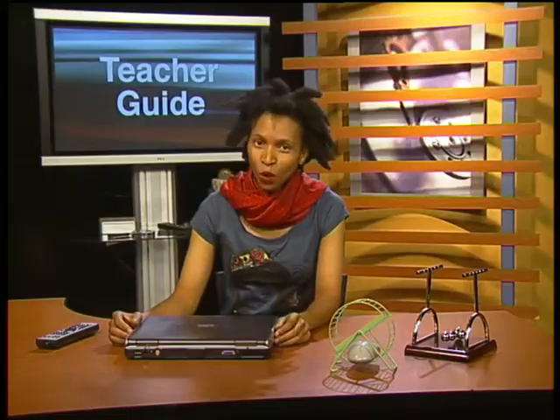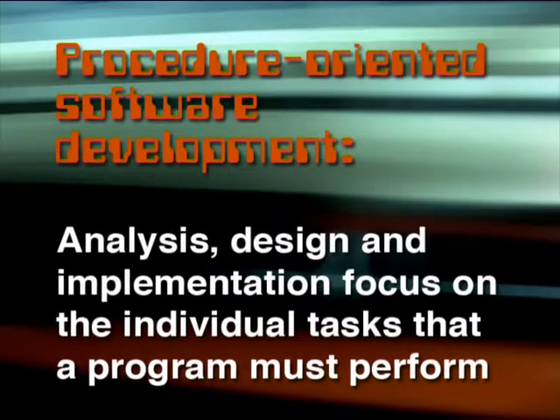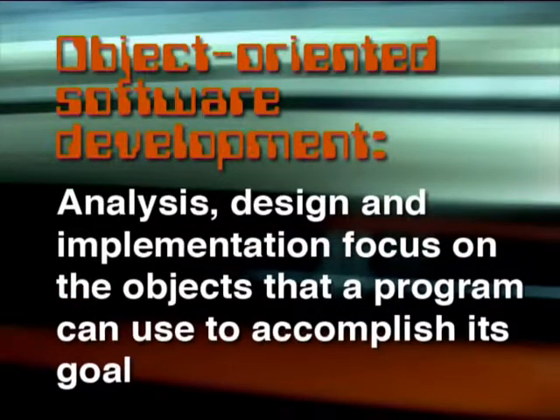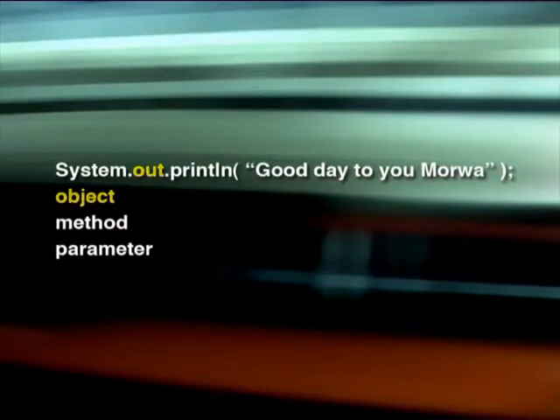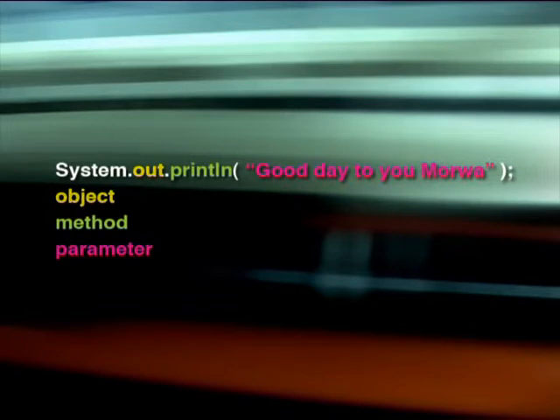In Lesson 4, we explore the differences between procedure-oriented and object-oriented programming by taking a closer look at the Greetings program written in the previous lesson. We discuss what an object is, explain what a method is, identify a string, and also consider the concepts of a parameter and class.